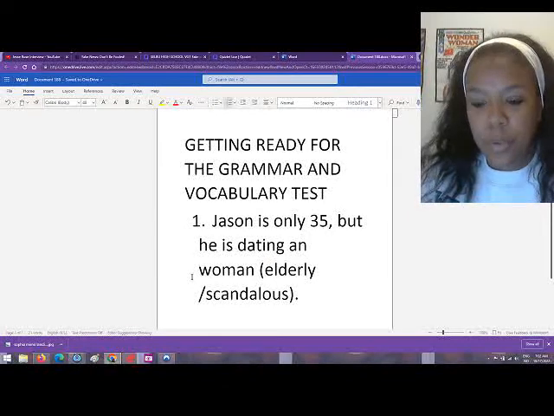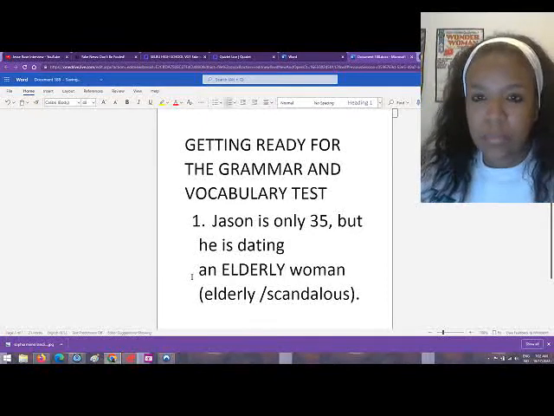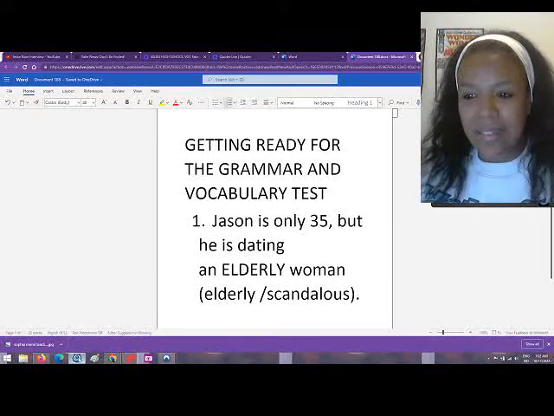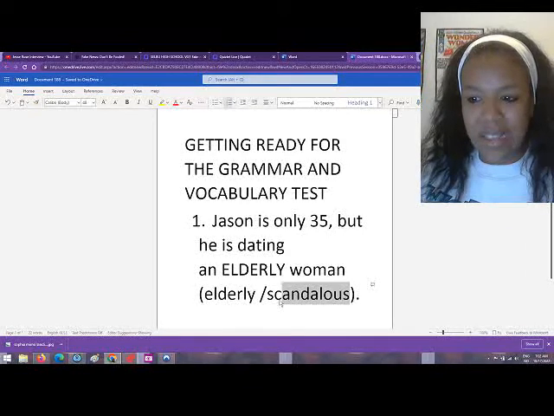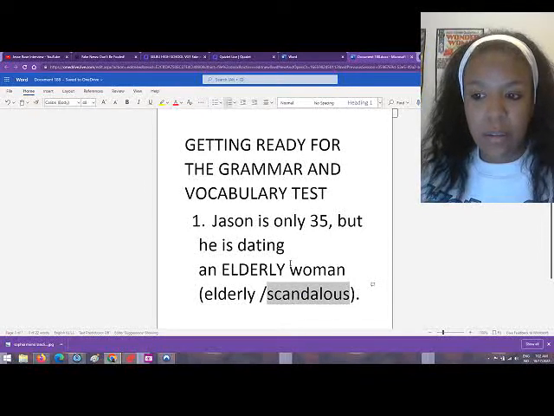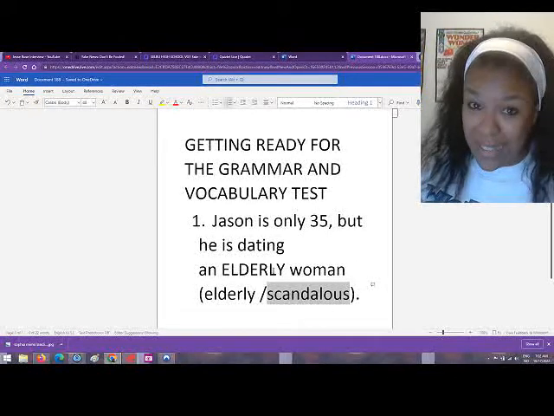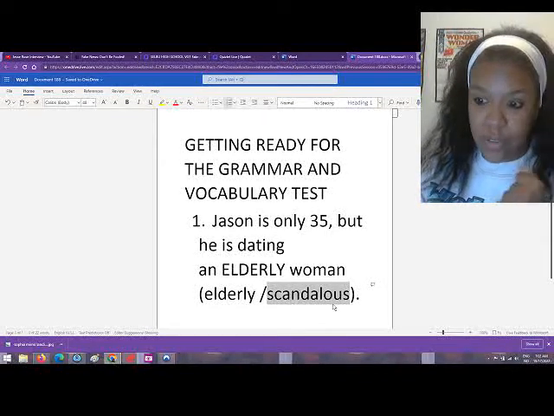So those of you who wrote elderly, you were correct. There are a couple of hints that this is the right word. First of all, you have the word scandalous, which grammatically could fit right before the word woman because it is an adjective. Elderly here is an adjective, even though it ends in ly. And scandalous is also an adjective.